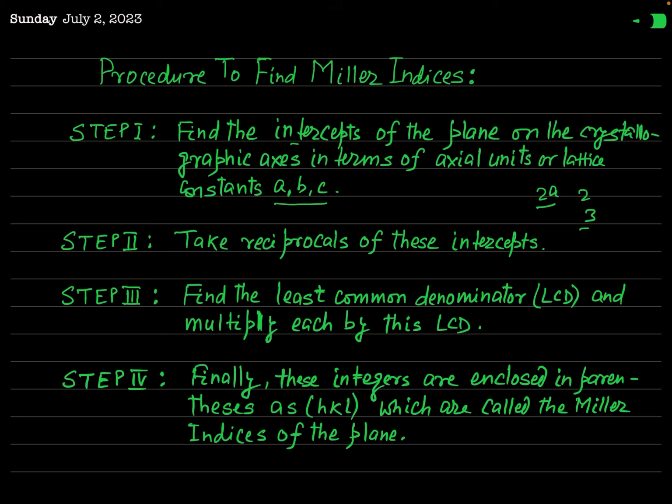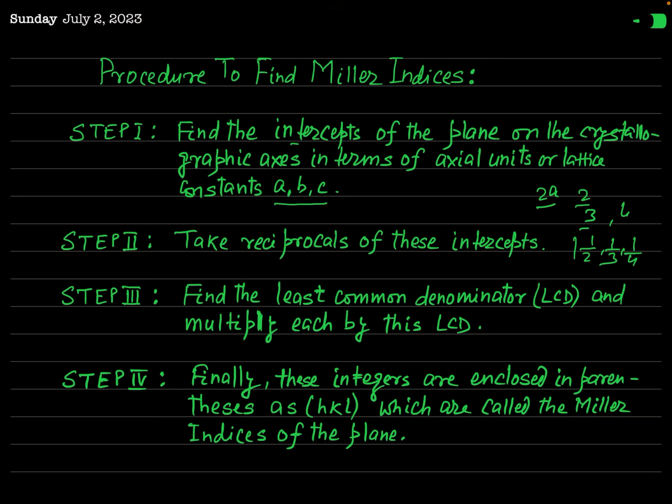Okay, so in the first step I have mentioned that the intercepts of the plane on the crystallographic axes are determined in terms of the axial units or lattice constants a, b, c. Once you get the intercepts of the plane on the three crystallographic axes, you have to take their reciprocals. For example, if the intercepts are 2, 3, and let us say 4, then you have to take their reciprocals.